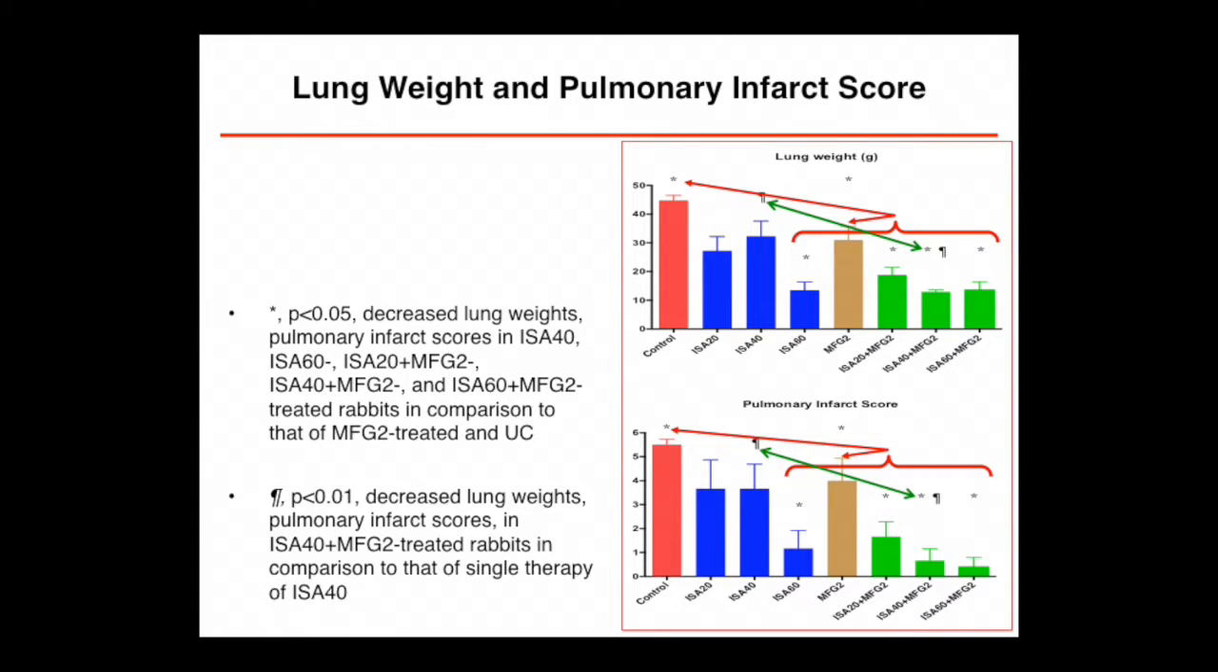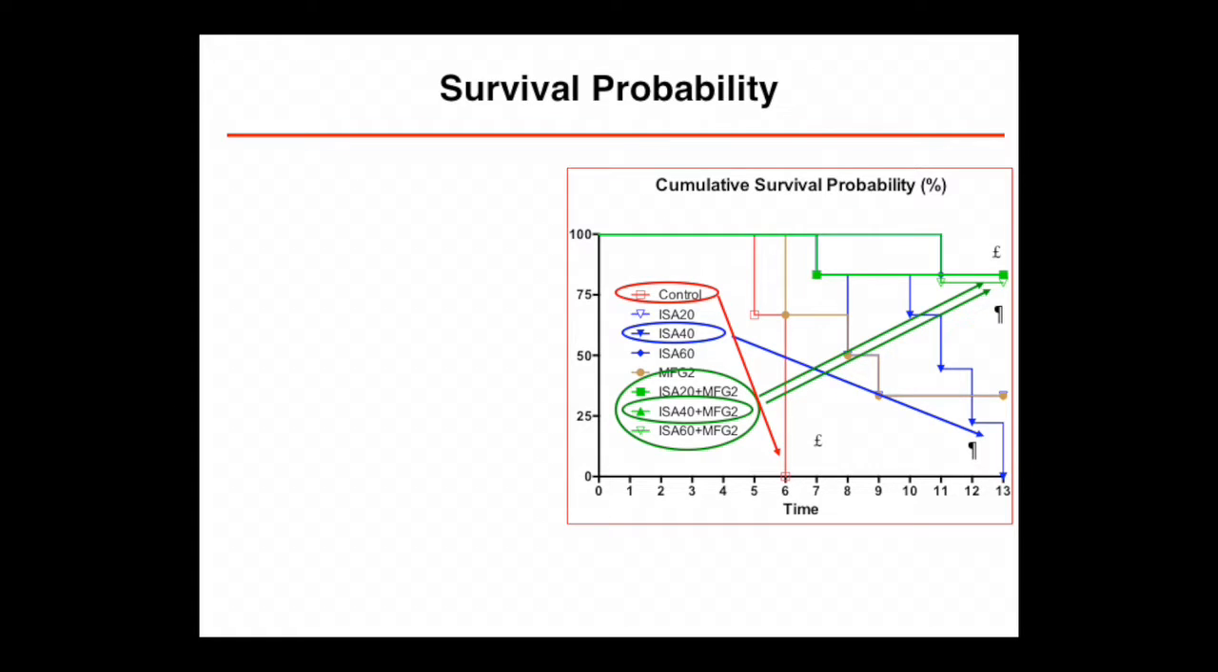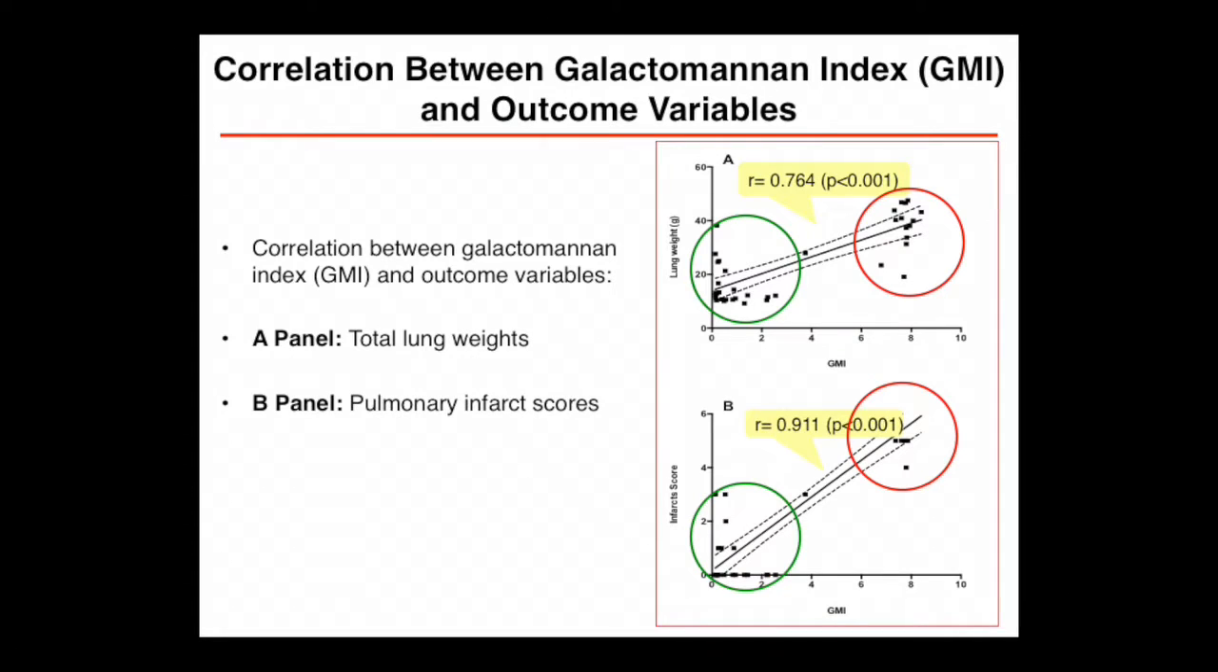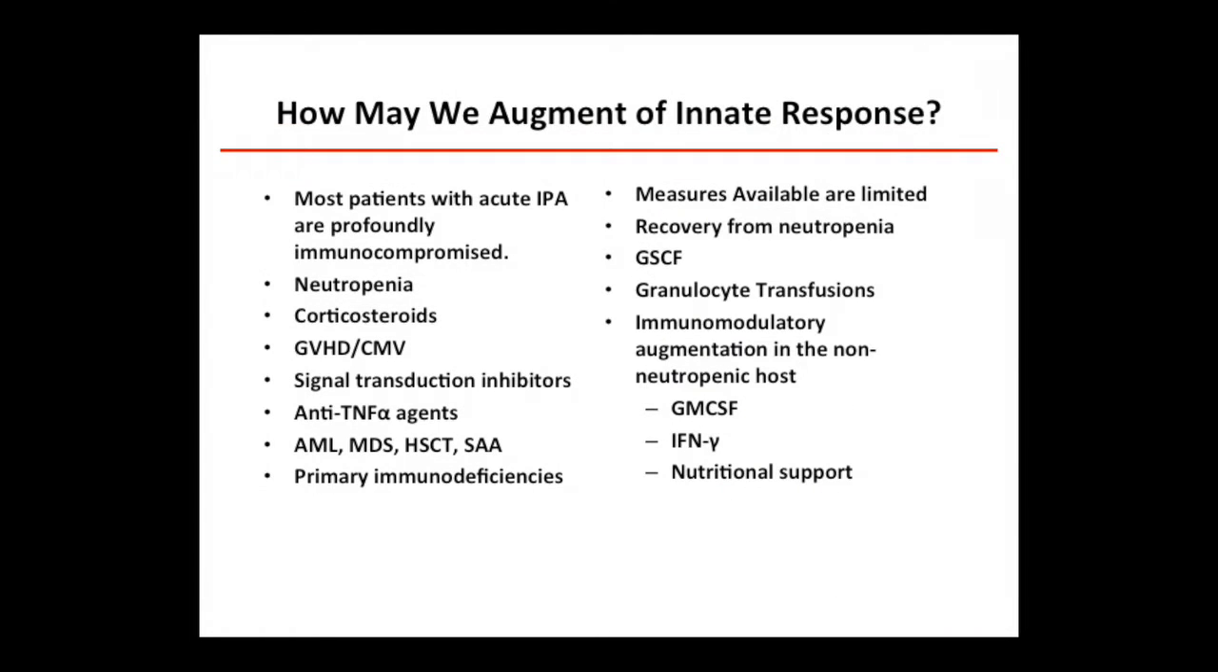And we also have a significant impact on survival probability with the combination in comparison to the untreated controls. If you look at the biomarkers, galactomannan, 1,3-beta-D-glucan, once again you see significant impact. And there's strong correlation between all the outcome variables, Spearman rank correlation coefficient, and the biomarkers.